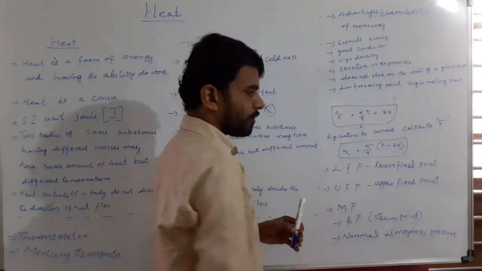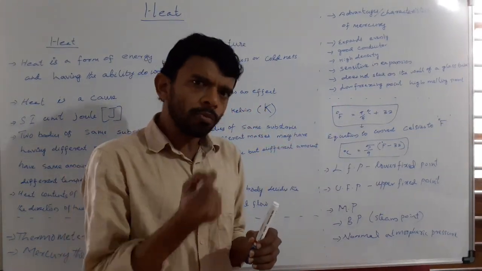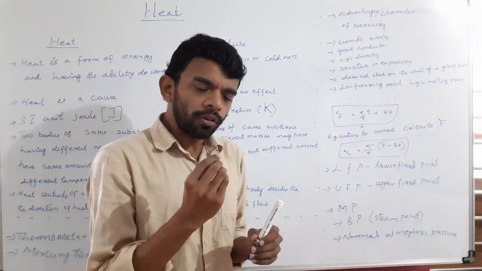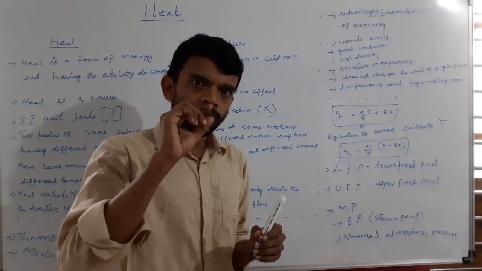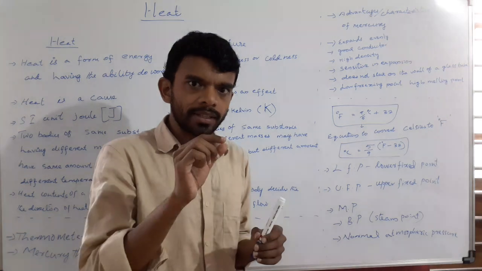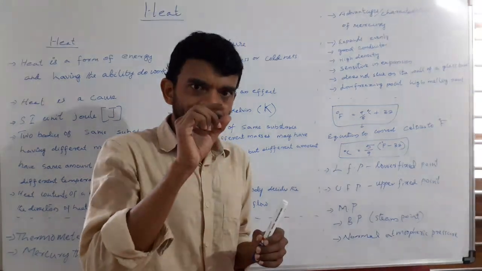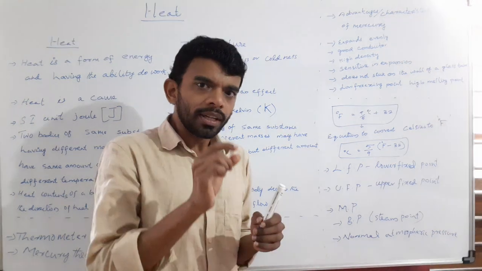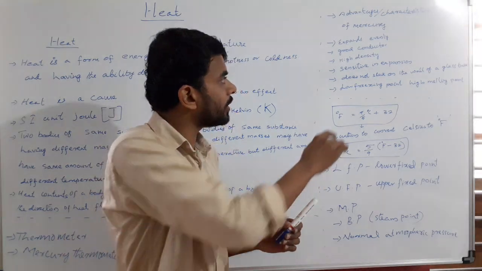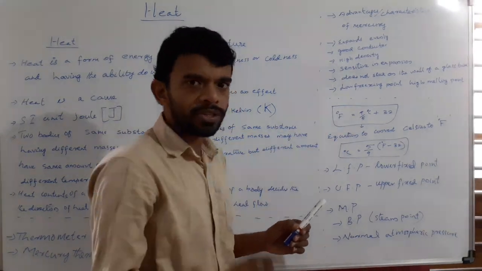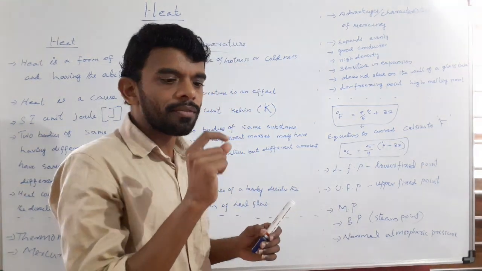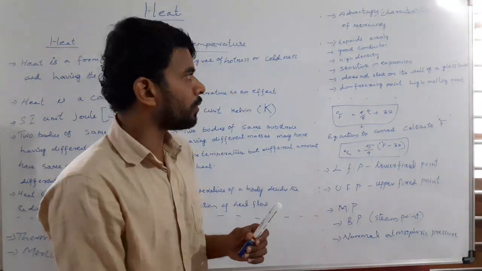Sensitive in expansion. For example, if you are giving a small amount of heat, the respective increase in the level of the mercury column will be there. For a small fall in temperature, the reading will also be accurate if you are using mercury. So the thermal expansion is very sensitive in the case of mercury.